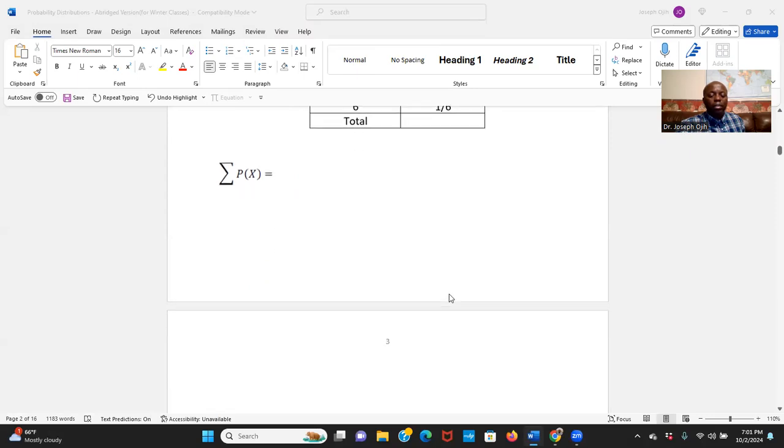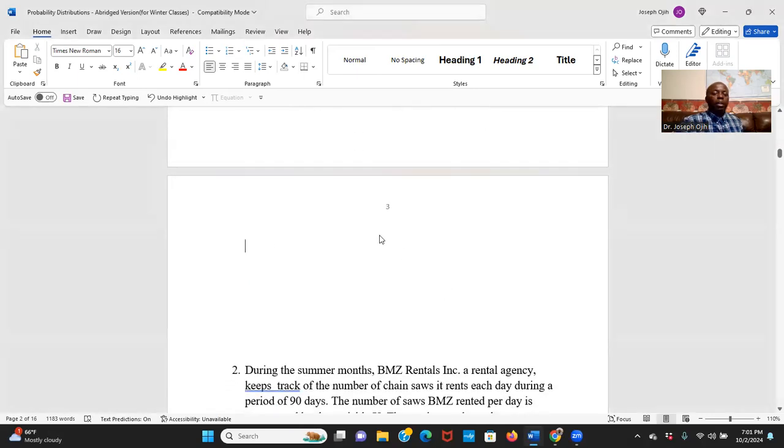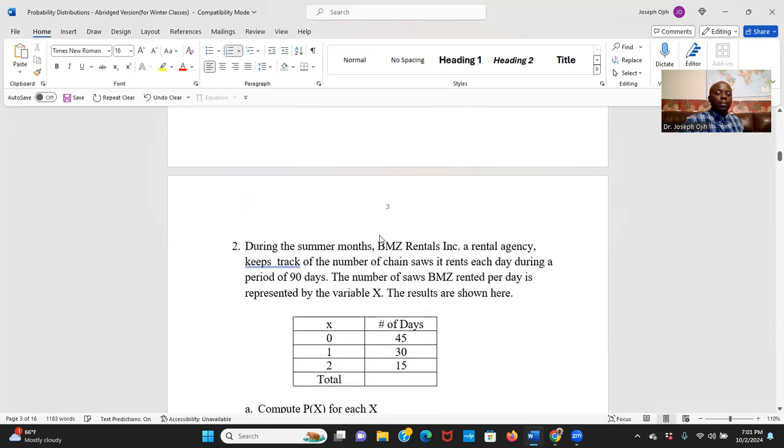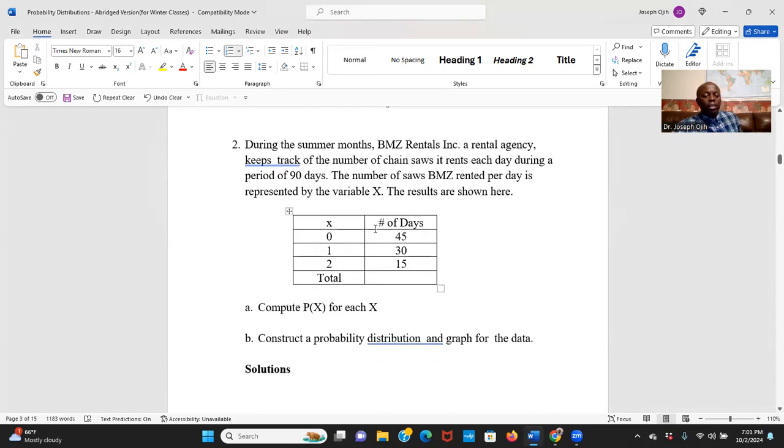Good, excellent. Now let's try another example of this type, which is an application of it. During the summer months, BMZ Rentals Incorporated, a rental agency, keeps track of the number of chainsaws it rents each day during a period of 90 days. The number of saws BMZ rented per day is represented by the variable X. The results are shown here.